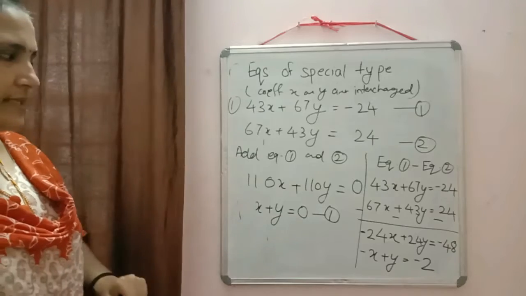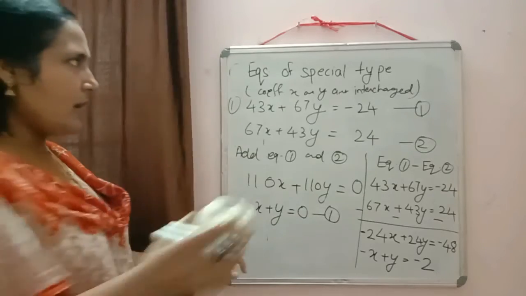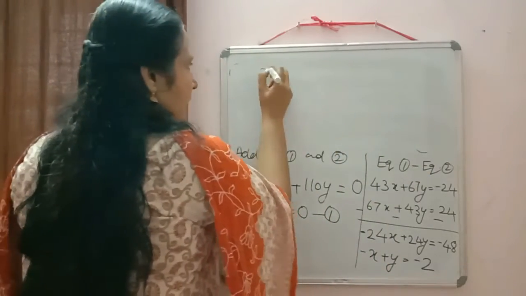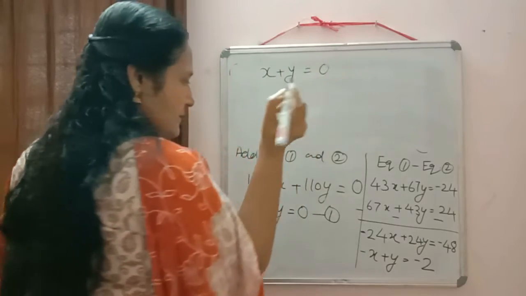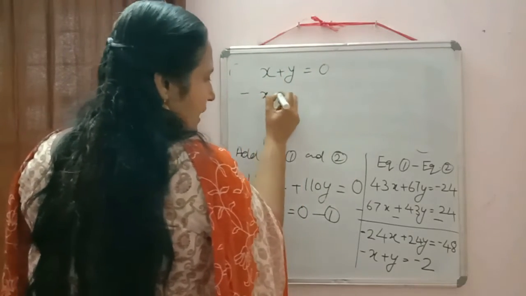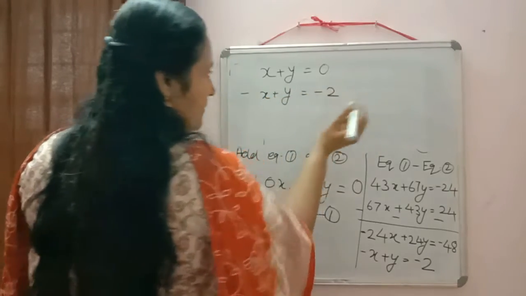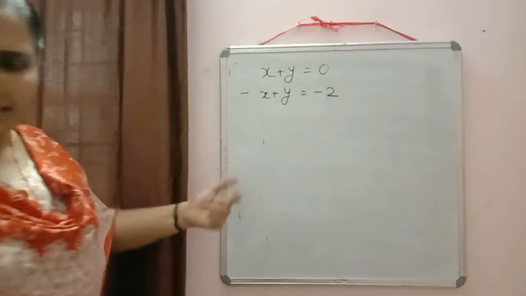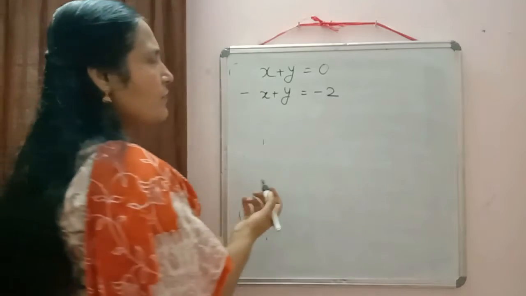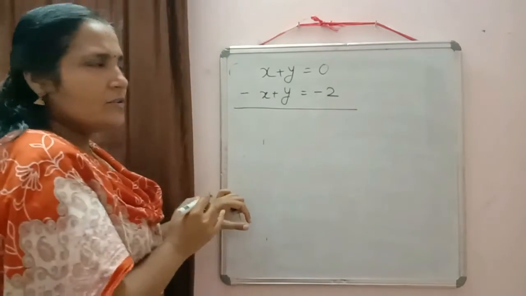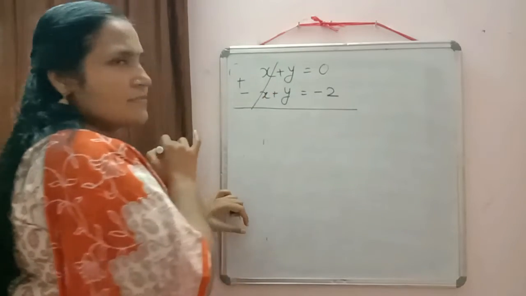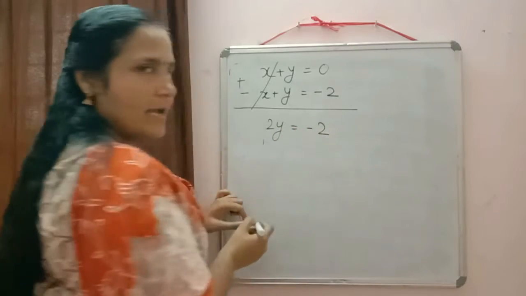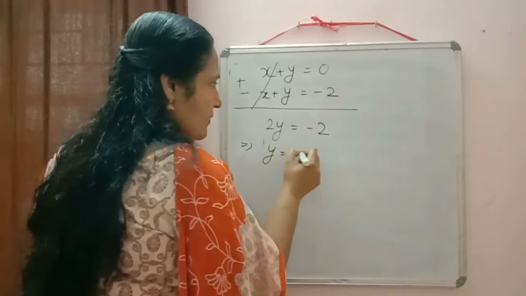So we will consider this as our second equation. So now I am writing the equations once again here. After adding, we got the first equation as x plus y is equal to 0. And the second equation we got is minus x plus y is equal to minus 2. This one you have to use when the coefficients of x and y are just interchanged. Now what can we do? We can add these two equations. So when we add, x and minus x will get cancelled. y plus y will be 2y is equal to minus 2. Then we will get y is equal to minus 1.